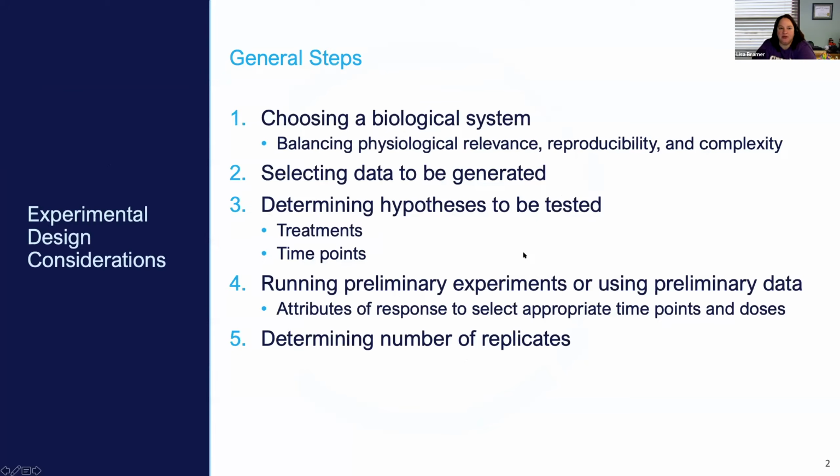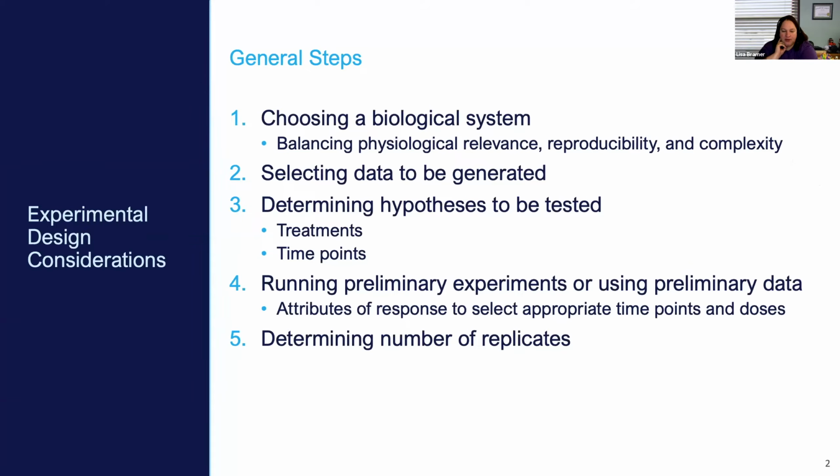And the general steps that we tend to go through is, first, as experts in your field, you choose the biological system that you're interested in, right? And you're going to balance some key items there in terms of physiological relevance, reproducibility, and complexity of the system you're thinking about. And then just as Natalie was talking about, in order to answer questions and hypotheses that you have about that system, you select what type of data should be generated in order to answer those questions or test those hypotheses.